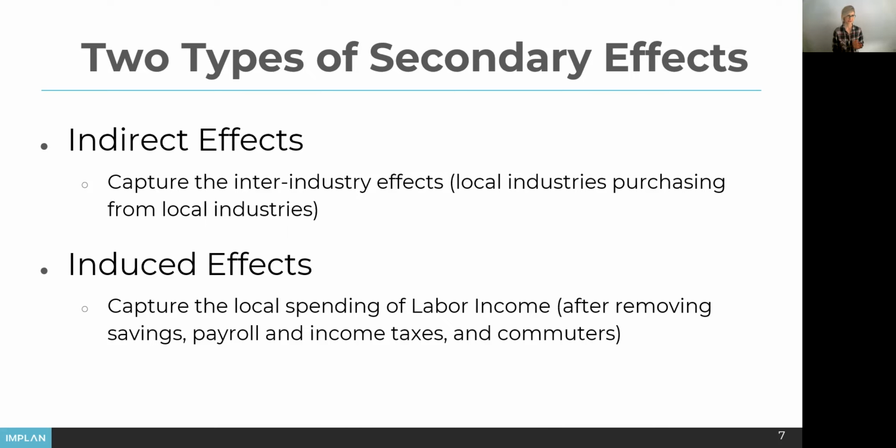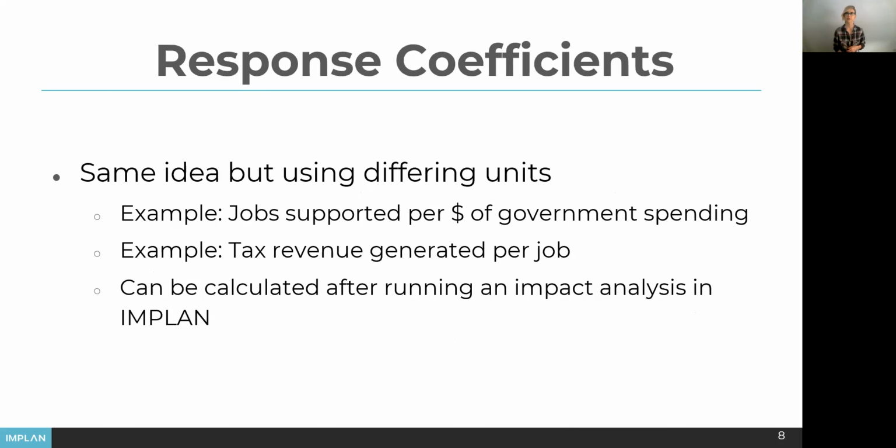Okay, one other thing to point out is a lot of people are interested in what we at IMPLAN call a response coefficient. In fact, that's what the US Forest Service calls it as well. It's something they use more than a multiplier, but it's very similar. It is the same idea, but it is using different units in the numerator versus the denominator. An example would be, maybe you don't want to know total jobs per direct job, but rather you're interested in the total jobs supported per dollar of government spending. So there we've got jobs per dollar, and that is something we term more a response coefficient.